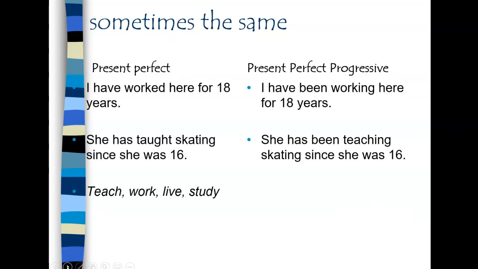Sometimes they're exactly the same. I've worked here for 18 years, or I have been working here for 18 years. Same. A native English speaker will just use this one without thinking about it. And if you can learn the difference between the two, you should use the present perfect progressive as well, because it's a lot easier to conjugate. You do not have to think about, is my verb regular or irregular? Do I need an irregular past participle? You just always use I have been, or she has been, and then ing on your verb. These 4 verbs in particular, teach, work, live, and study, are completely interchangeable between the present perfect and present perfect progressive.